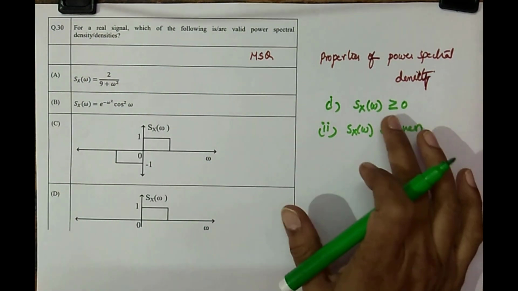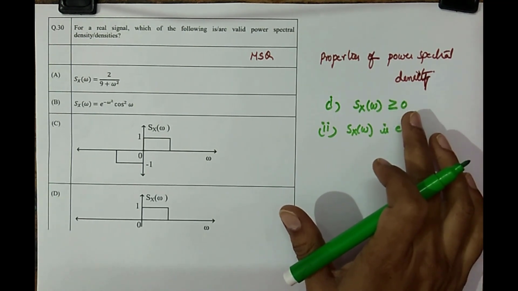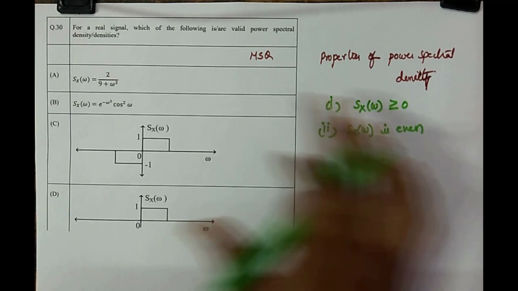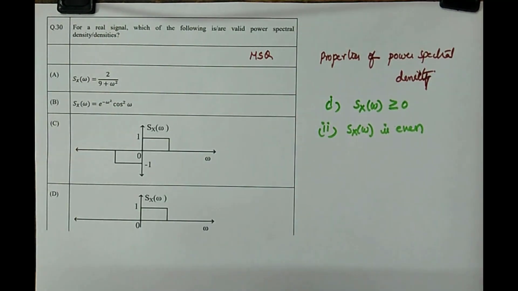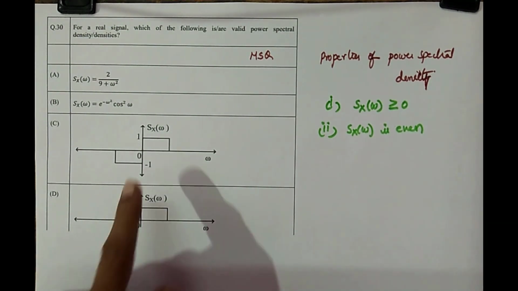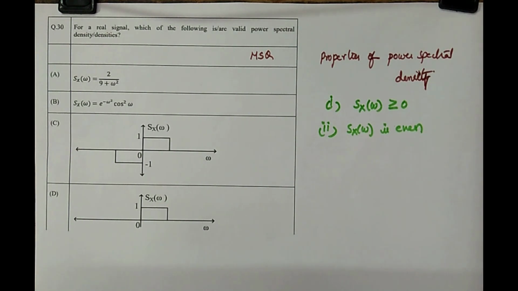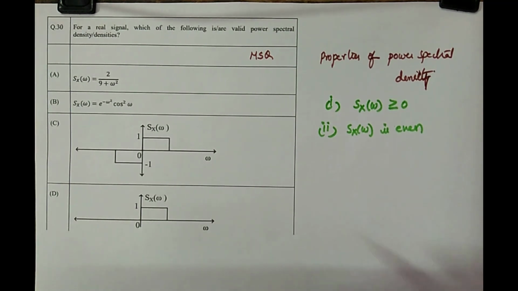And now we will check whether Sx of omega is greater than or equal to 0. So if you keep omega equal to 0, here you are going to get some value. Here also you are going to get 1. Here you have Sx of omega, even for less than omega. Sx of omega must be greater than or equal to 0. But it has minus 1, so this is not the answer. So totally the answers are A and B.